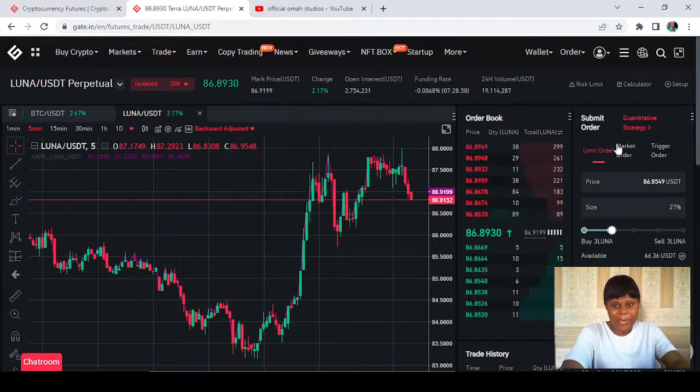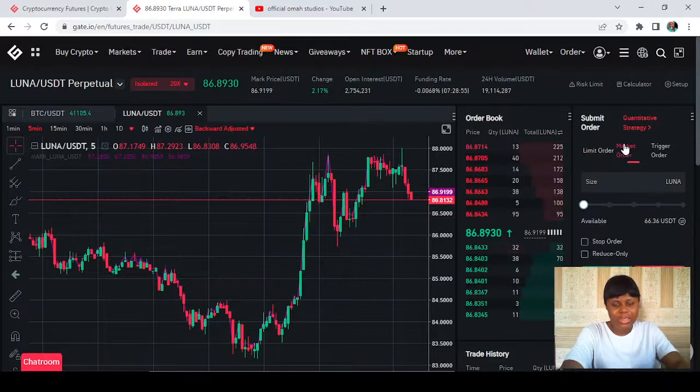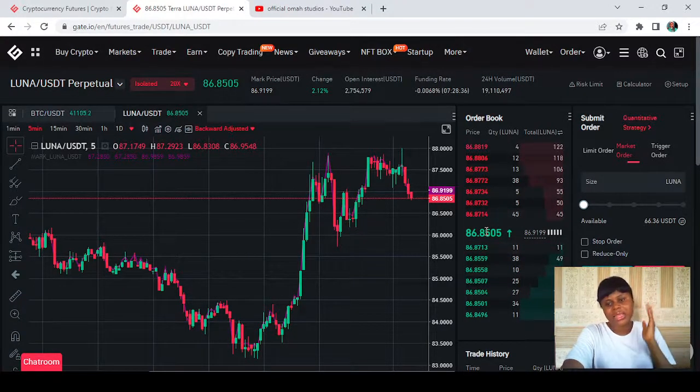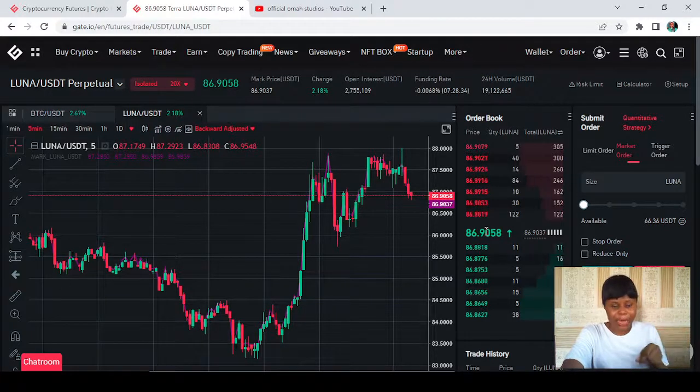But if you want to buy with a market order, when you tap on market order it means any price that it is in the market, that is what you want to buy. So if it is 86.8869, that is what is going to buy for you at the moment. You know that this thing fluctuates, so most times it may go higher, sometimes it may go lower. But market order means whatever the market says at that particular time. You want to buy instantly now. Maybe you see that it is increasing, and the more you wait, the more it increases. So you just want to cut it off. You just buy at market order and it will buy instantly.